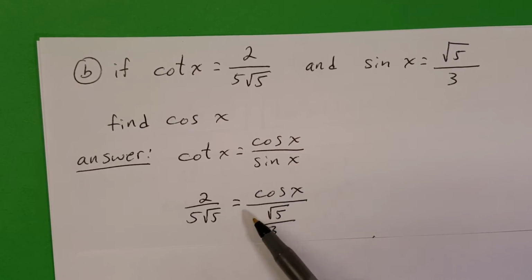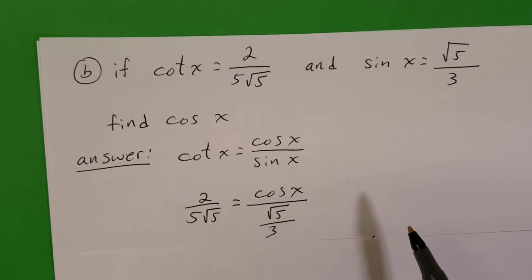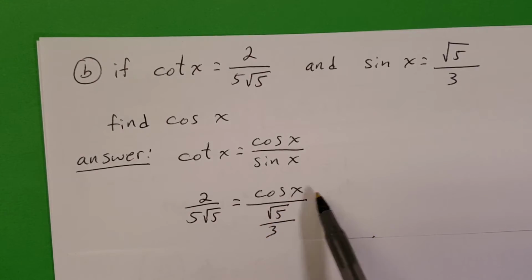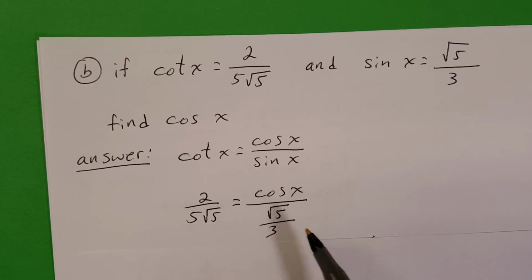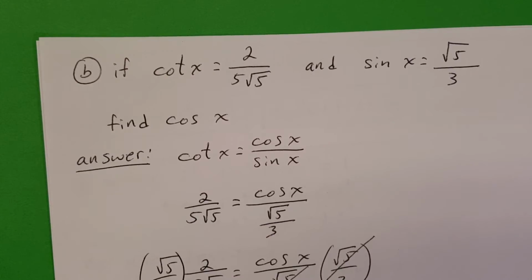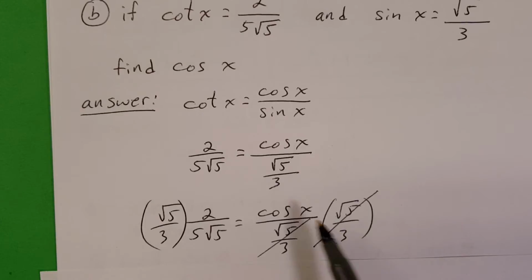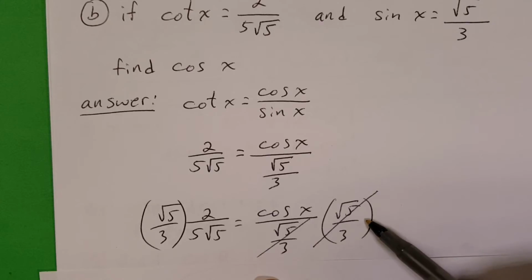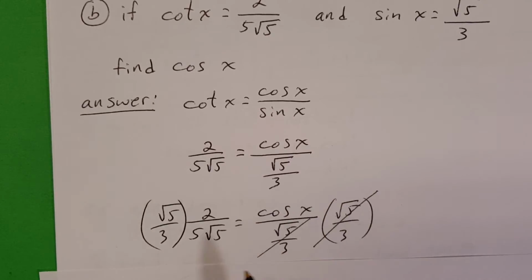So now we need to solve. This is an equation. How do you solve this equation? Well, I need to cancel this. So I'm going to multiply both sides by square root of 5 over 3. Right? Multiply both sides by square root of 5 over 3. The square root of 5 over 3 cancels. Right? So I just have cosine of x is equal to this multiplication right here.